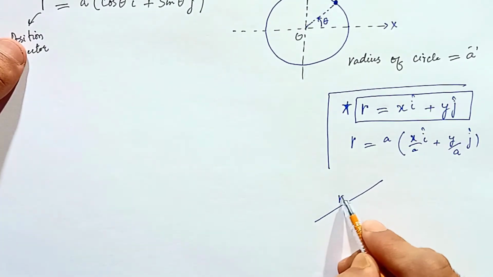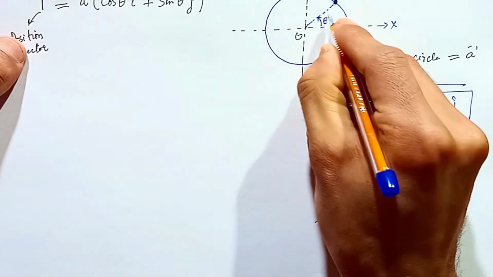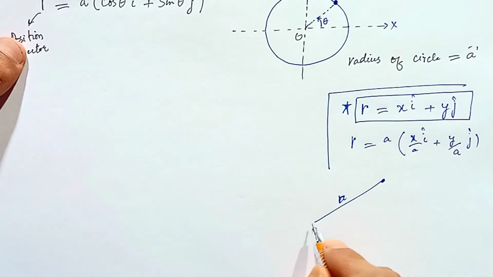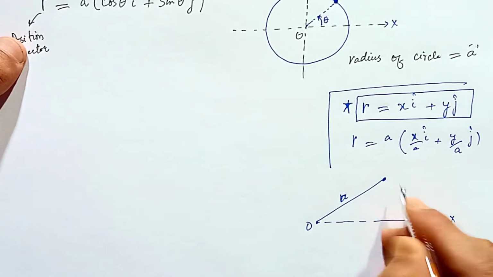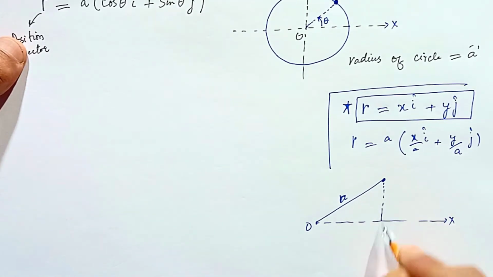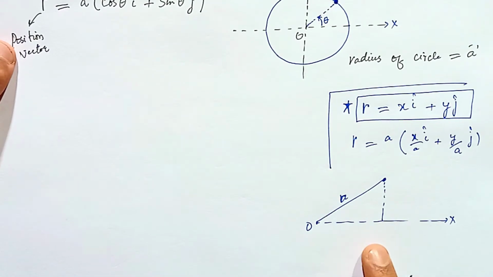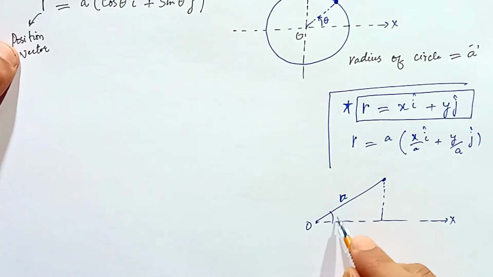This is the position vector. It is here, a. Here the particle is here. This is the origin O, and this is the x-axis here. So draw a perpendicular on the x-axis. Fine. From the Pythagorean theorem, what we can deduce, this is the theta.